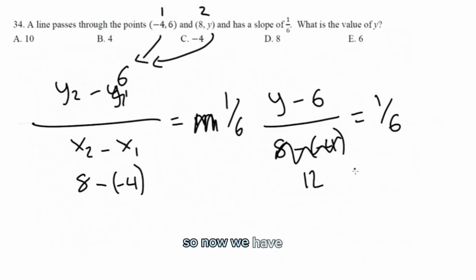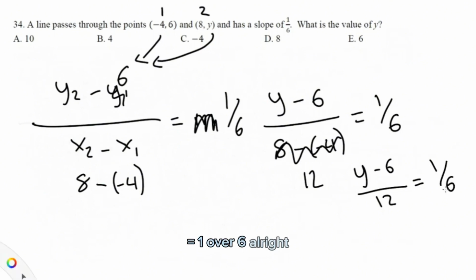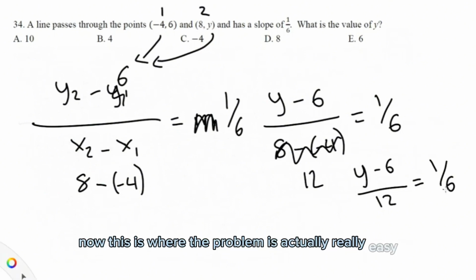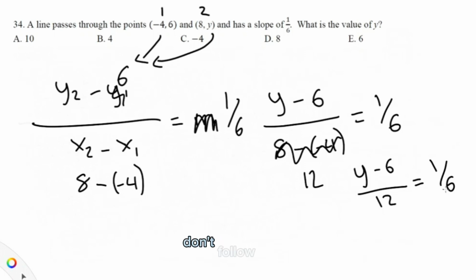Alright, so now we have y minus 6 over 12 equals 1 over 6. Now this is where the problem gets actually really easy, but it might get a bit complicated if you don't follow along. So we have 12 and 6.